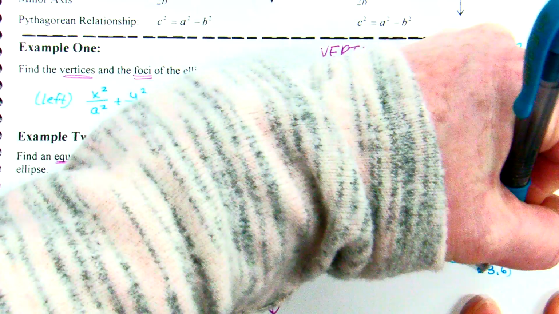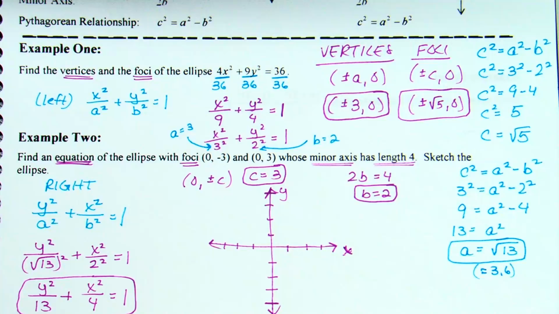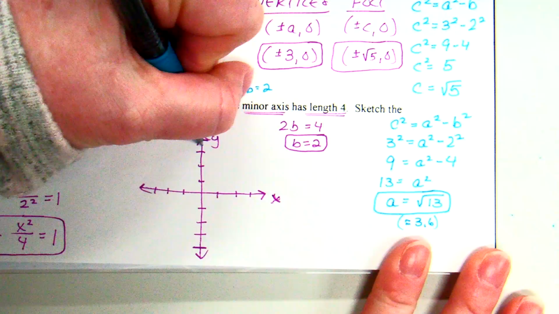I have written down that the square root of 13 is approximately 3.6. If the square root of 13 is approximately 3.6, because 13 is under the y, that means on the y-axis, we have to count up square root of 13 and down square root of 13, because that's my a value. And notice, right here, guys, what's the a value doing? It's marking my vertices. Okay, so I'm going to go up to 3.6 and down to 3.6.